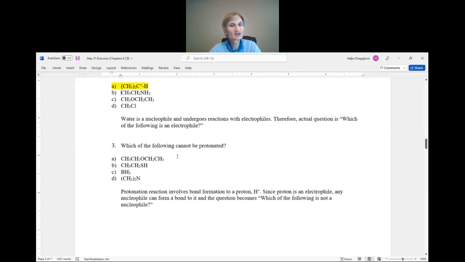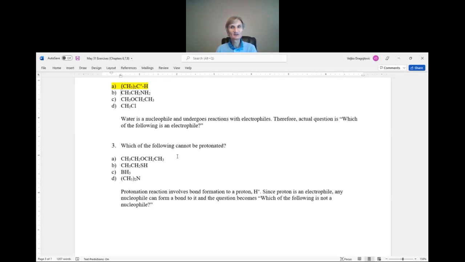Which of the following cannot be protonated? And then you have four species. So proton, H plus, is obviously a species with an empty orbital. If it's a species with an empty orbital, it's an electrophile. And so it protonates nucleophiles. So proton reacts or protonates nucleophiles, forms a bond with nucleophiles. That means that this question is, if something cannot be protonated, which of the following is not a nucleophile?